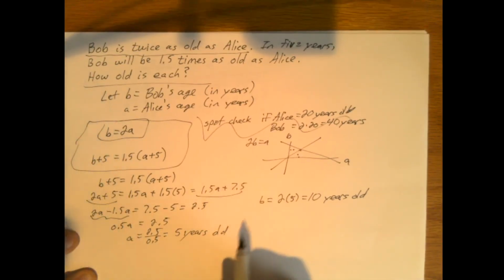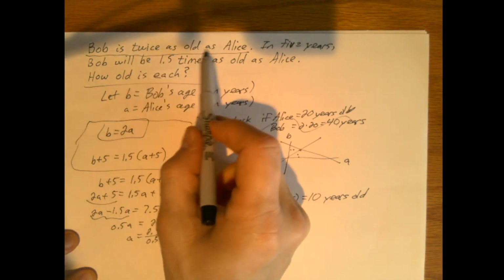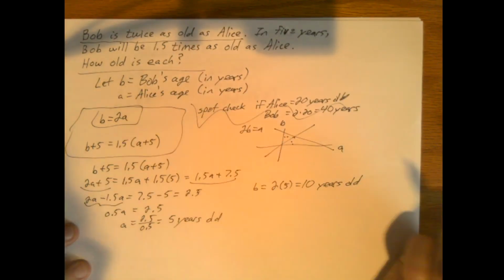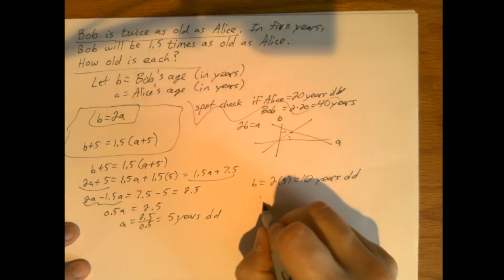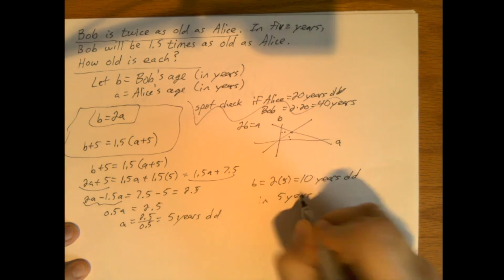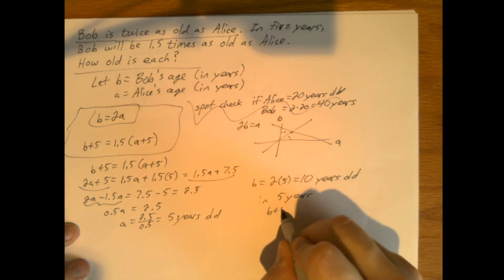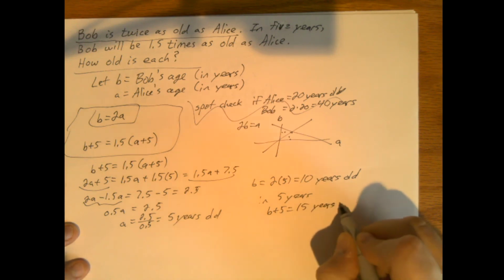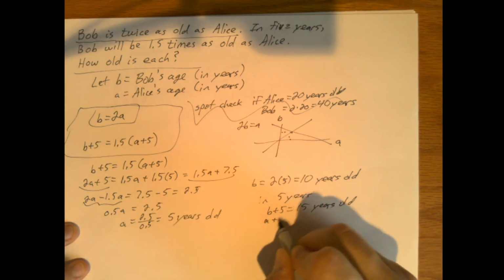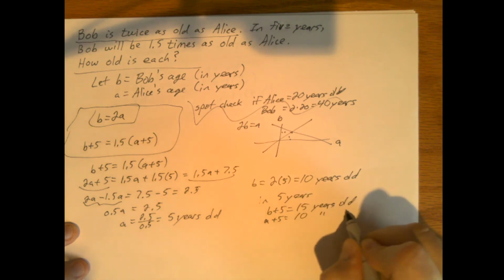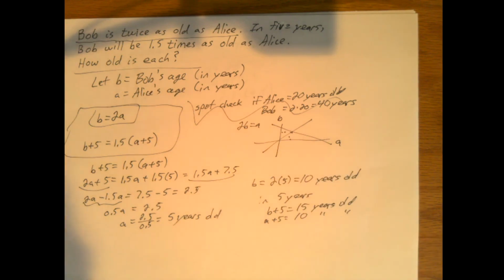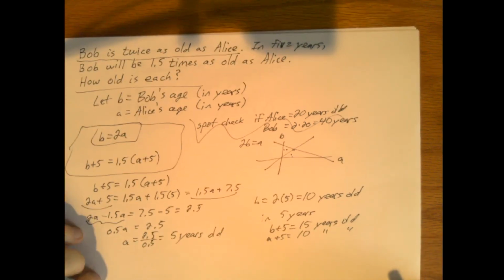Does that work? Bob is twice as old as Alice. Well, yeah, 10 is twice 5, so it works for the first expression. What about the second one? In 5 years, then we have B plus 5 will be 15 years old. And A plus 5 will be 10 years old. Well, 10 times 1.5 will be 15. So that's correct. Okay?